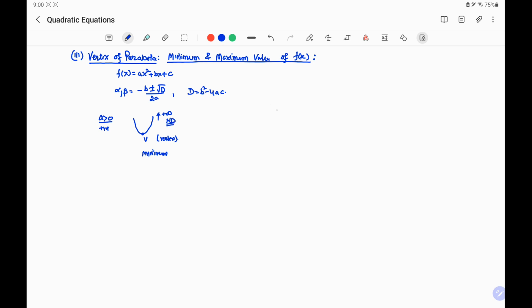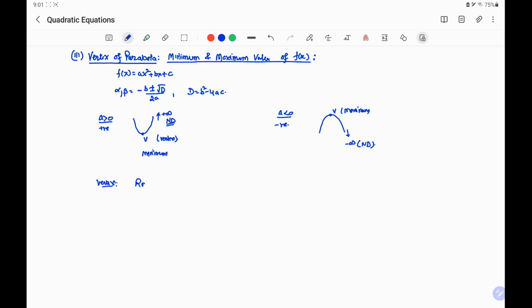defined. Similarly, for a less than 0, that is, the coefficient of x² is negative, the parabola is downward opening, and the vertex V shows the maximum value of the quadratic polynomial, and it extends up to minus infinity, so the minimum value will be not defined. Now we have to find the vertex coordinates.